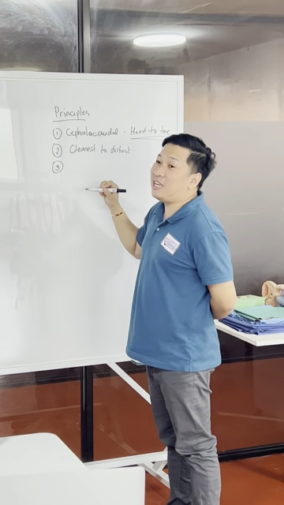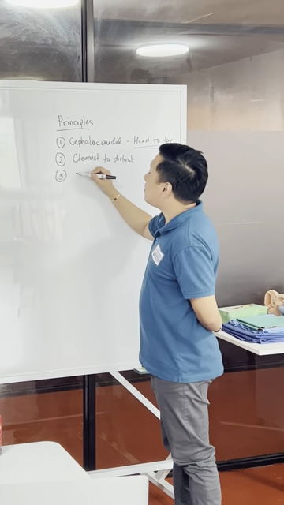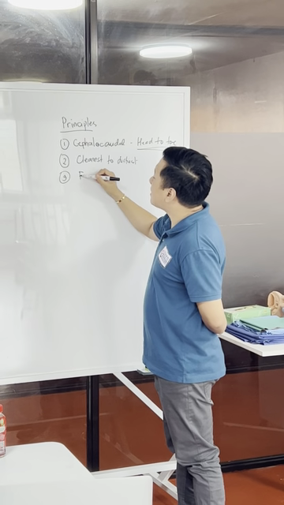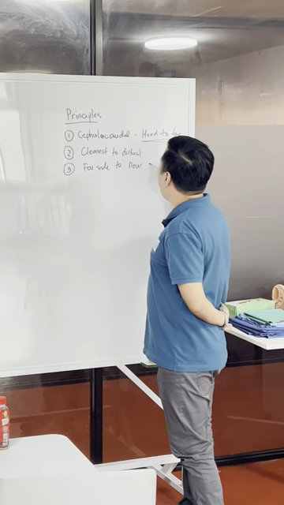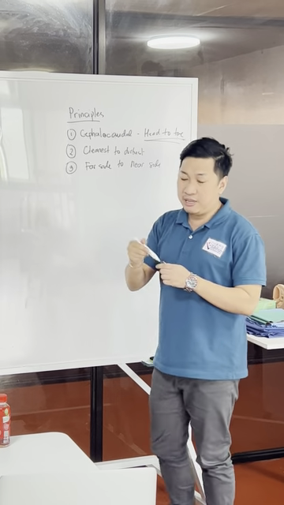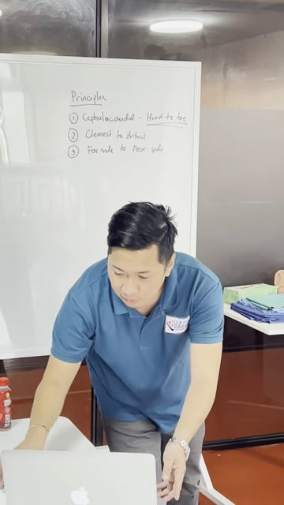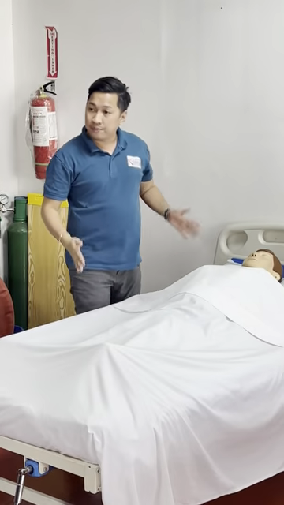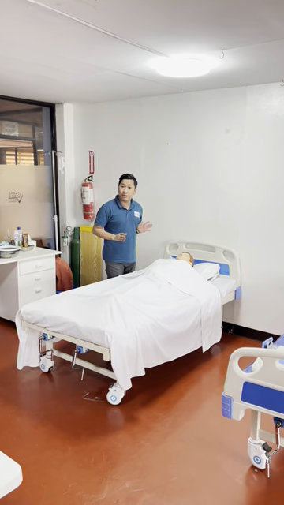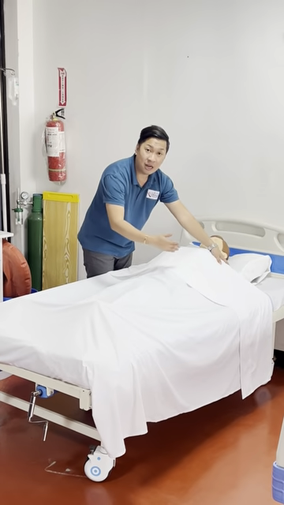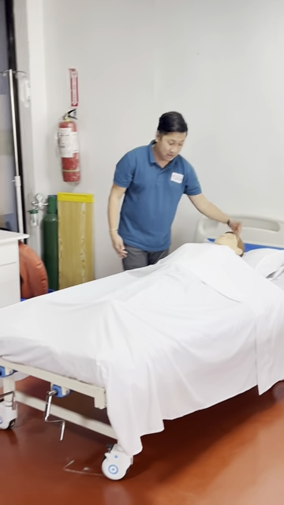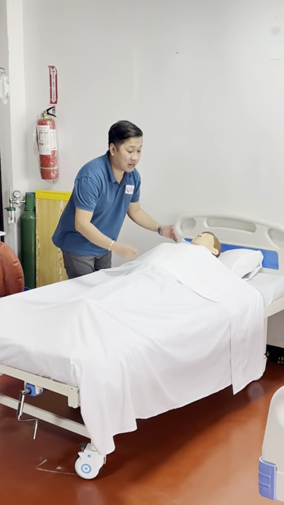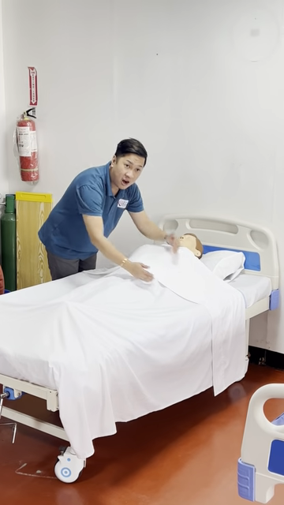After cleanest to dirtiest, we start from the far side of the body to the near side of the body. Anong ibig sabihin nun? So, for example, nandito ka nakapwesto. Kapag nanilinis ka ng katawan ng pasyente, you always start with the far side. So, kung tenga yan, you always start with the far ear. After you clean the far ear, the near ear. Kung kamay yan, magsisimula ka sa far arm. After the far arm, the near arm.